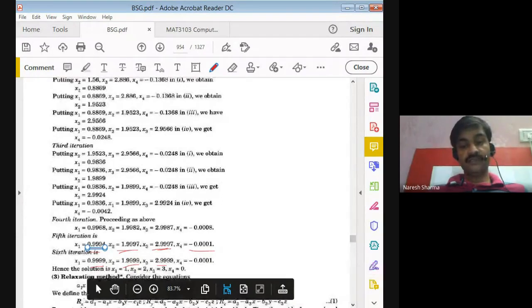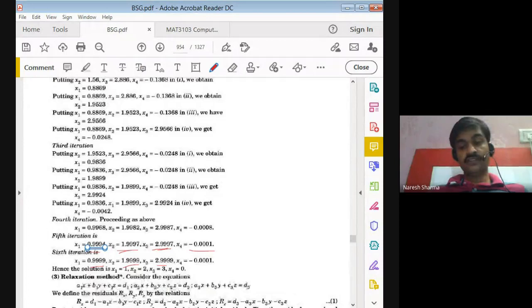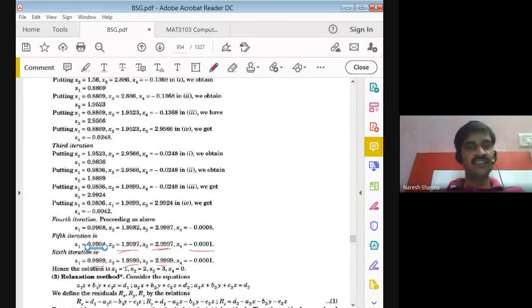So I'm stopping here. This is the Gauss-Seidel method, and we already discussed the Jacobi iteration method. Both are iterative methods. In the last lecture we discussed Gauss elimination and Gauss-Jordan methods, which are called direct methods. These are called iterative methods as we use previous data for the next iterations. That's why it is called iterative methods.